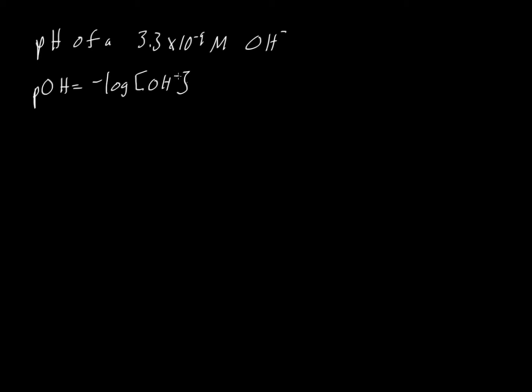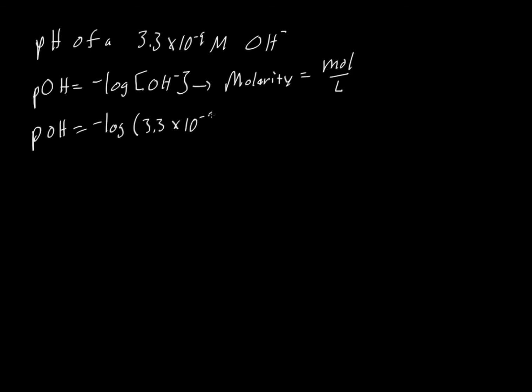All right, these brackets are molar. So molarity is equal to the amount of moles per liter, okay, which is denoted by a capital M or these square brackets on the outside. So the pOH of our solution here is negative log of 3.3 times 10 to the minus ninth.